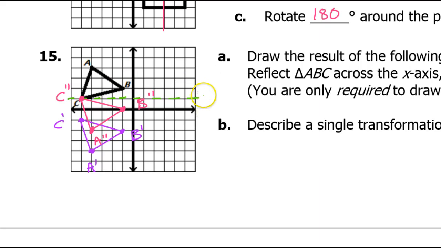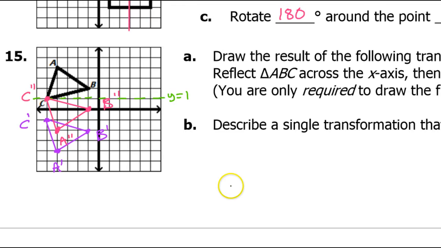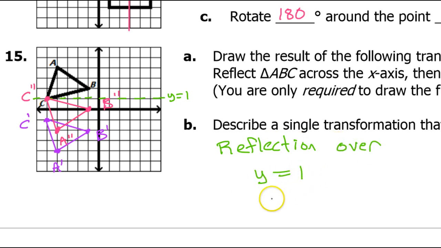What is this line? Well, horizontal lines are y equals something. So this is the line y equals 1. So this would be a reflection over the line y equals 1. So we'll just write that down. Reflection over y equals 1.